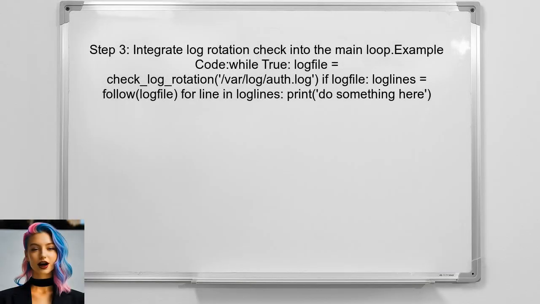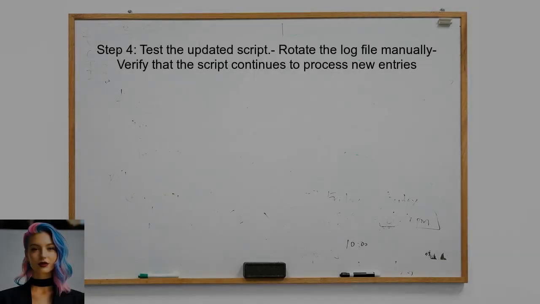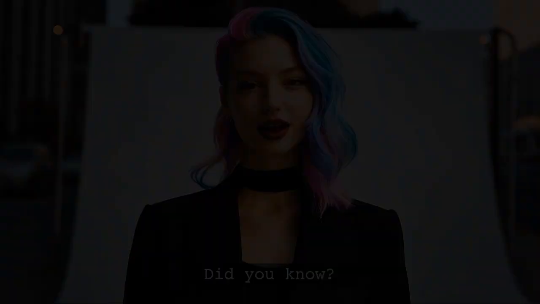Now, the user should integrate this function into the main loop of the script. This will allow the script to continuously monitor the log file and switch to the new file when rotation happens. Finally, the user should test the updated script to ensure it correctly detects log rotation and continues processing new log entries without interruption.